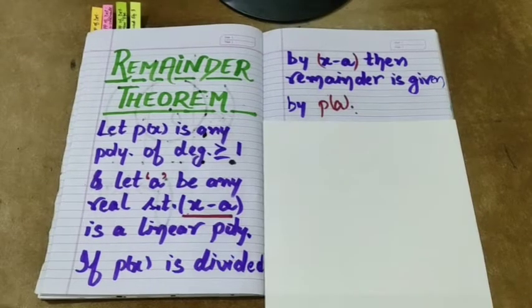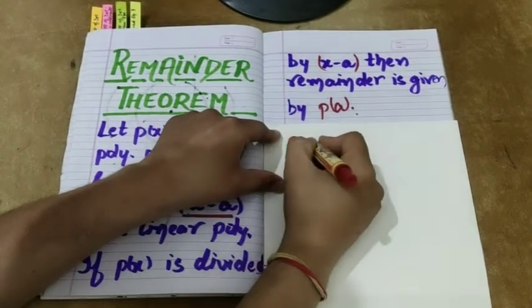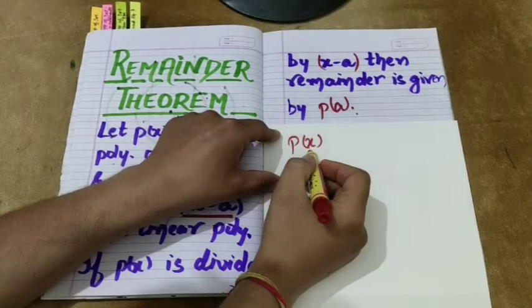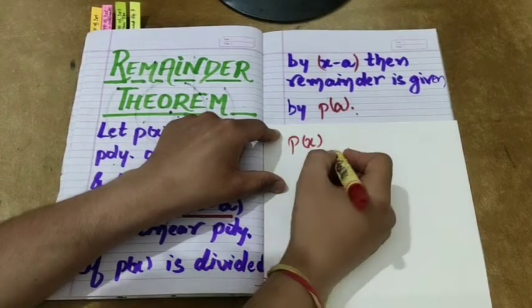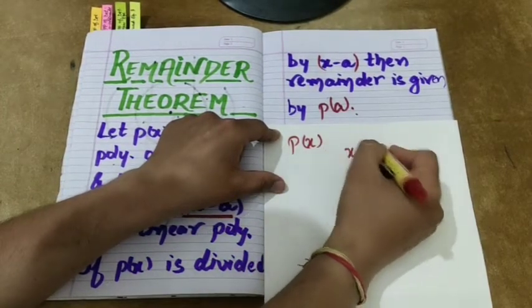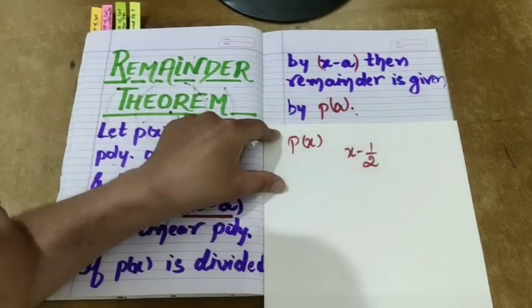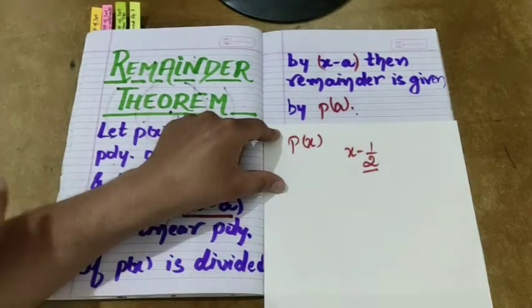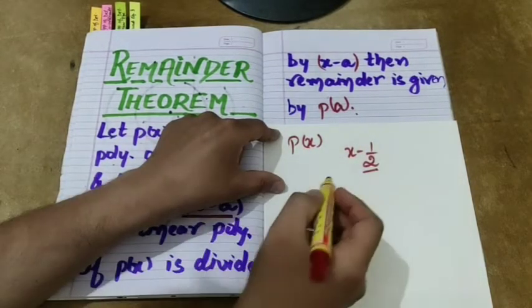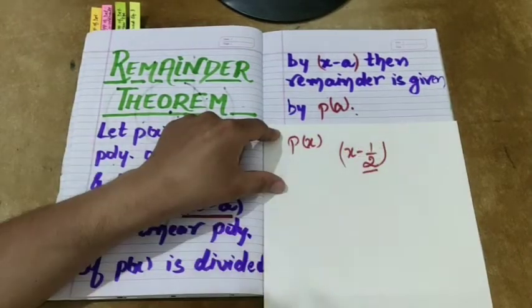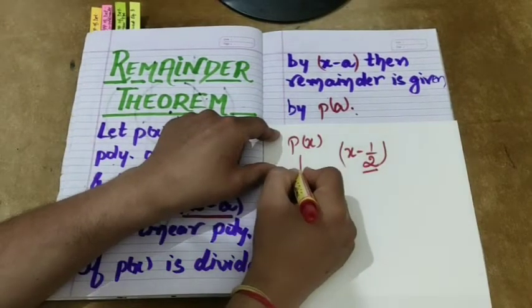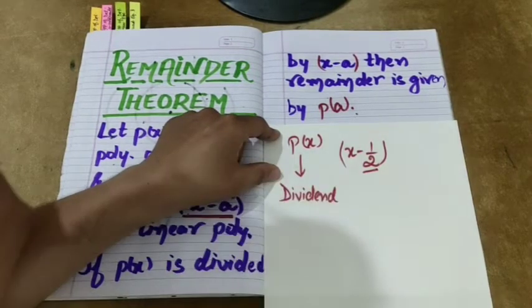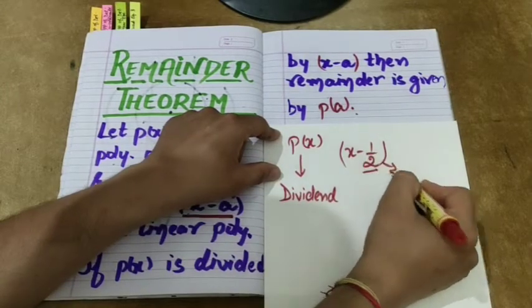Let us try to understand with an example. Let p(x) be any polynomial such that the degree of p(x) is greater than or equal to 1. When p(x) is divided by x minus 1 over 2, it may be any real number, but we know that 1 over 2 is also a real number. That's why we have chosen x minus 1 over 2. When polynomial p(x) is divided by x minus 1 over 2, one thing is clear, that p(x) is the dividend and x minus 1 over 2 is the divisor.